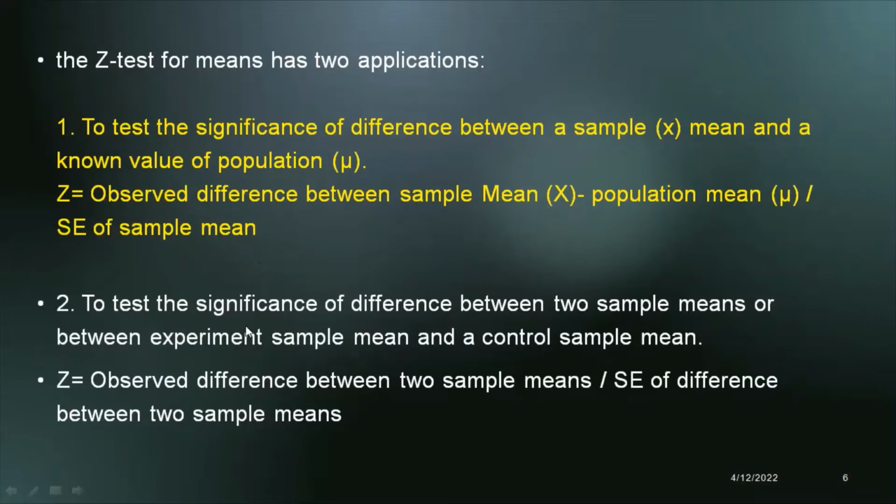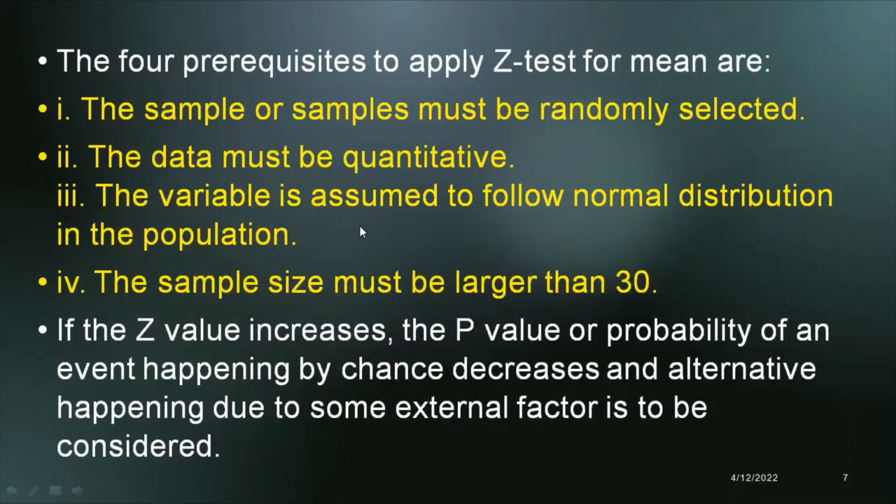Second use is to test the significance of difference between two sample means. So suppose we have two samples and we got two sample means. So we want to know whether both the means are similar or they are significantly different. So in that case also we apply the Z test. So here it will be the observed difference between two sample means divided by standard error of difference between two sample means.